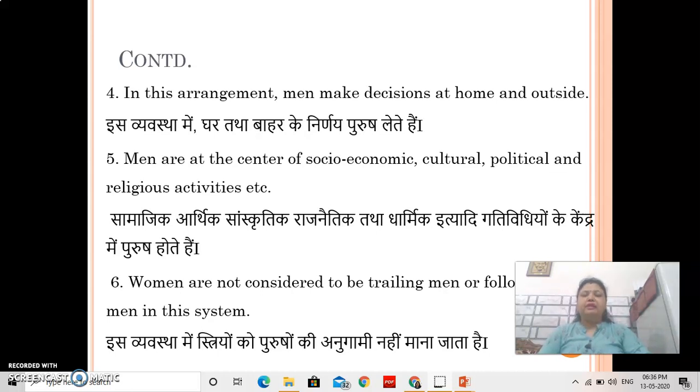Men are at the center of socio-economic, cultural, political and religious activities. Women are not considered equal to men, but followers of men in this system. And in our family, we have also seen that the mother or the elderly women in the family always try to convince their daughter by saying that it is your responsibility that you should follow your husband and always obey him.